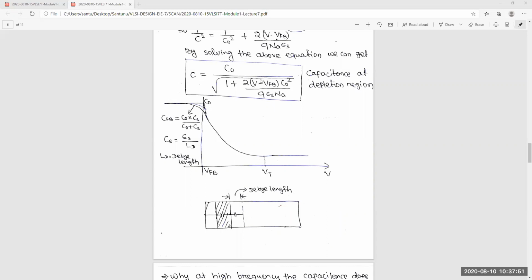So at Vt, when V is equal to Vt, after that the depletion width will not increase, so at that time it will be constant. That thing we have already discussed. So up to V equal to Vt, C will decrease. After that there is no increase in the depletion region, so the capacitance will not decrease. The capacitance is constant at that point.